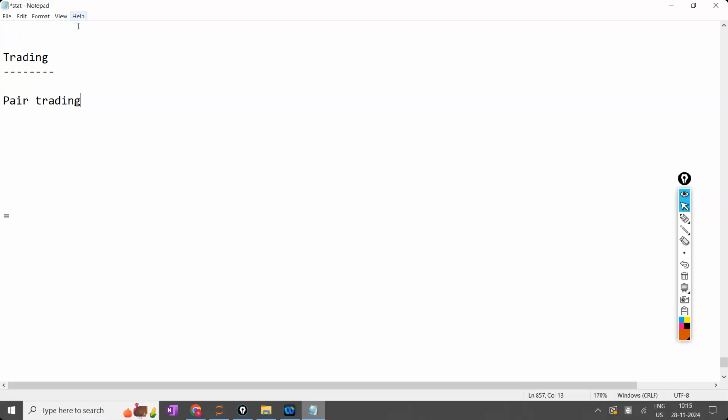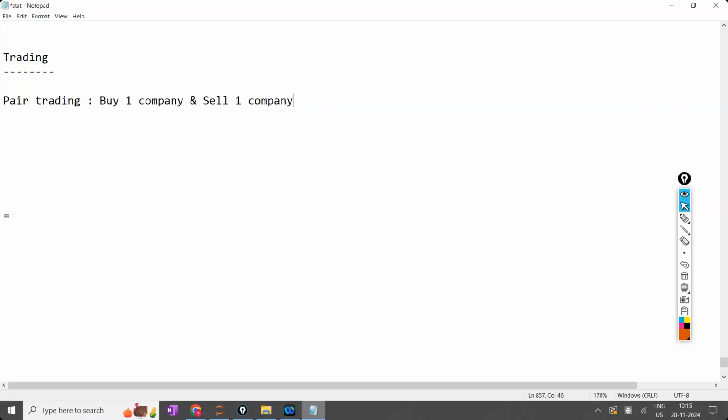Now, why have I told all these things? Because I am applying the pair trading strategy, which was derived by me. What is the meaning of pair trading? I will buy one company, and at the same time, I will sell one company.